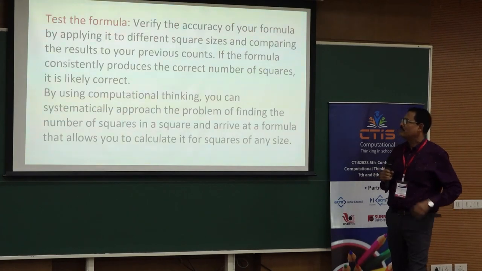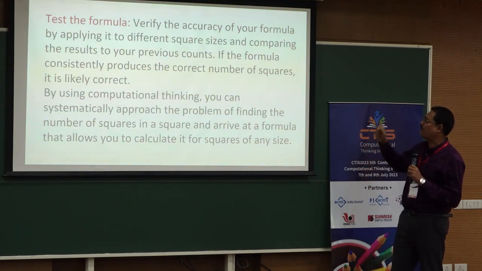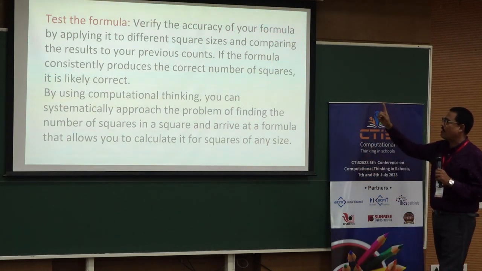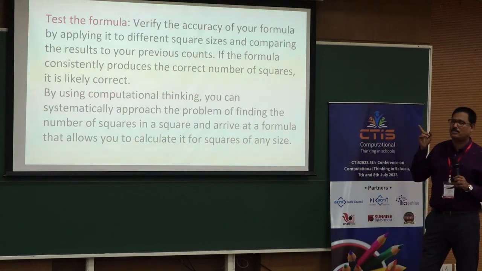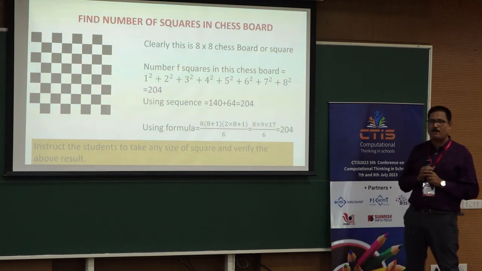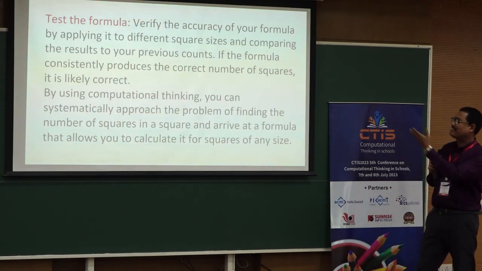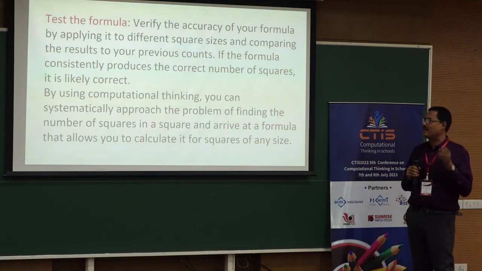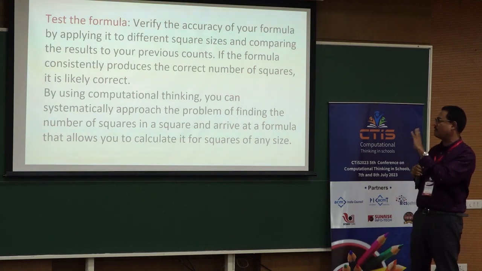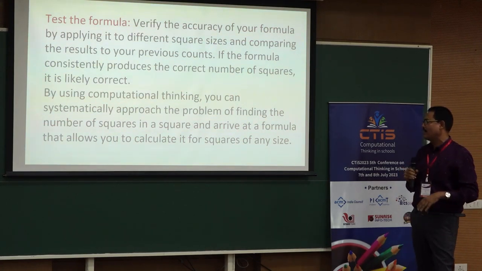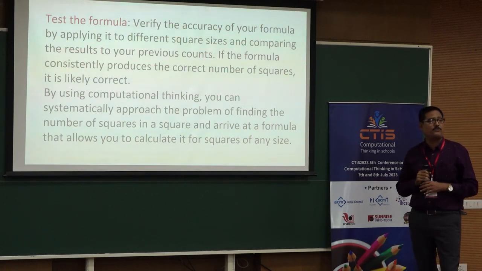Next, test the formula. After creating it, we should test the formula and verify its accuracy by applying it to different square sizes and comparing the results with your previous counts. If the formula consistently produces the correct number of squares, it is likely to be correct. By using computational thinking, you can systematically approach the problem of finding the number of squares in a square grid and arrive at a formula that allows you to calculate for squares of any size.